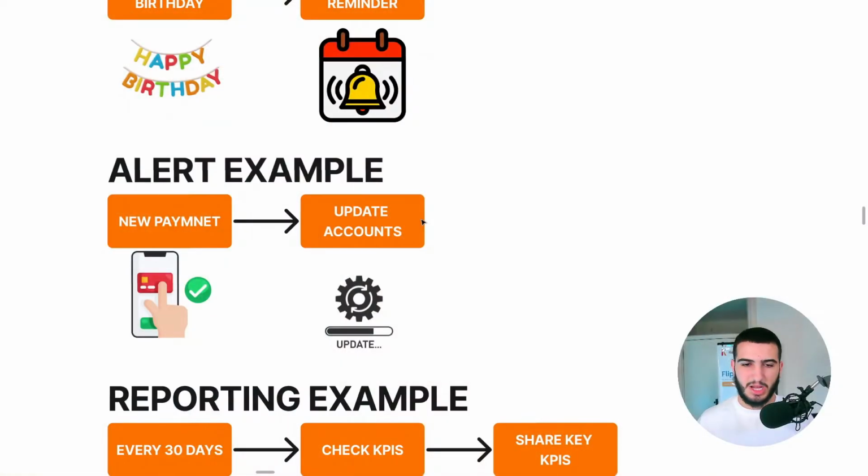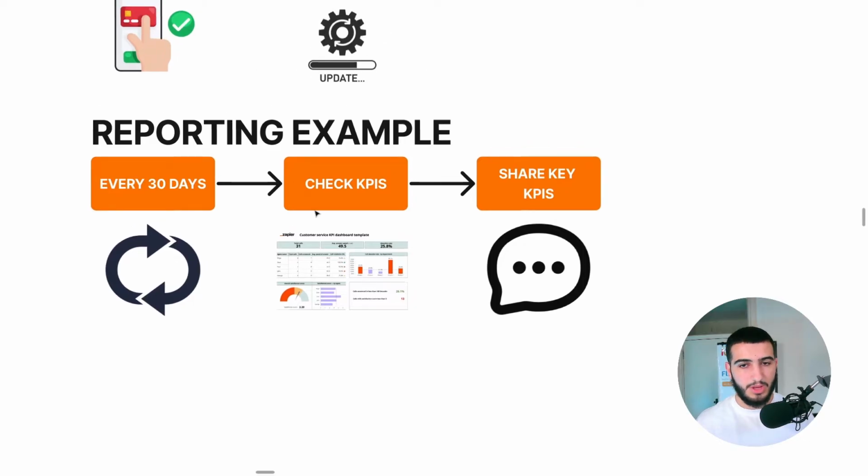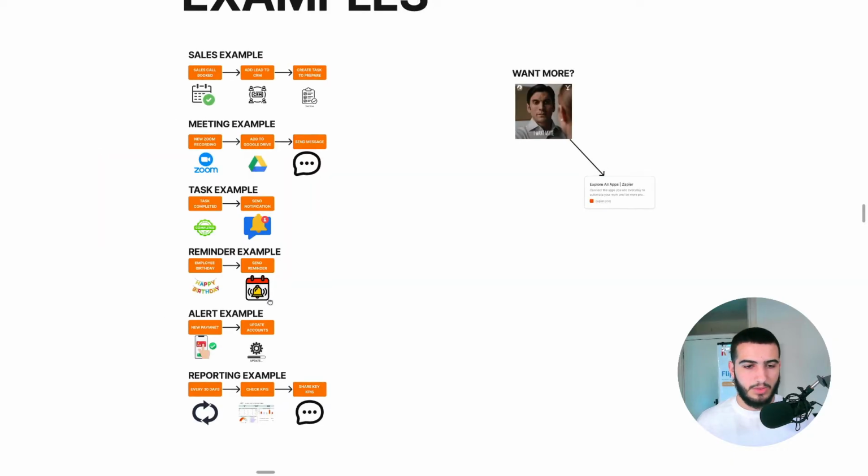Whenever a new payment comes in through Stripe, you can send a message to a specific Slack channel or even update their accounts like I've got here to make sure everything's automatically up to date. And the last example I've got here is a reporting example. You can set up a simple automation that every 30 days schedules itself, checks a spreadsheet where all your KPIs are, and then shares those key KPIs for the month with the relevant team members. So, you can get an idea.